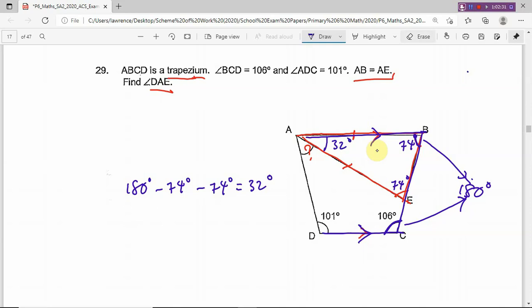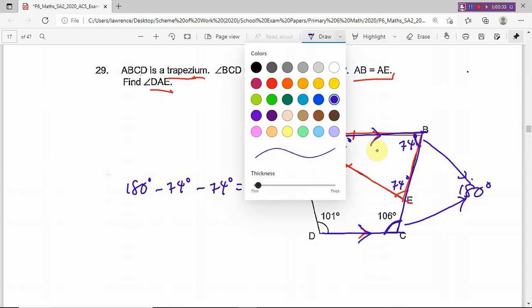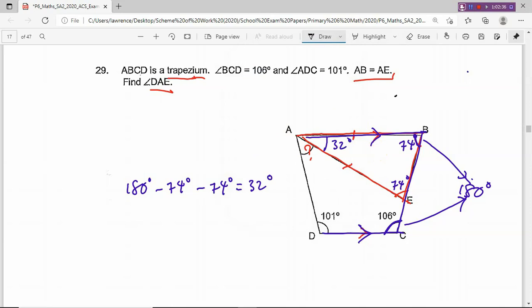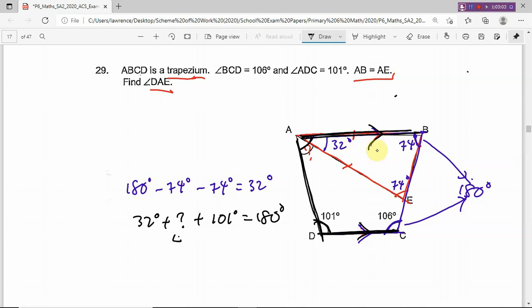Then the same thing again. The same important property which I just told you. What is that property? If there are 2 lines that are parallel, the angles between the 2 lines that are parallel add together is 180. So which means that 32 plus question mark plus 101 is 180. So what's the question mark? You take 180 minus 32 minus 101, and the question mark is 47 degrees. And that's how you solve.